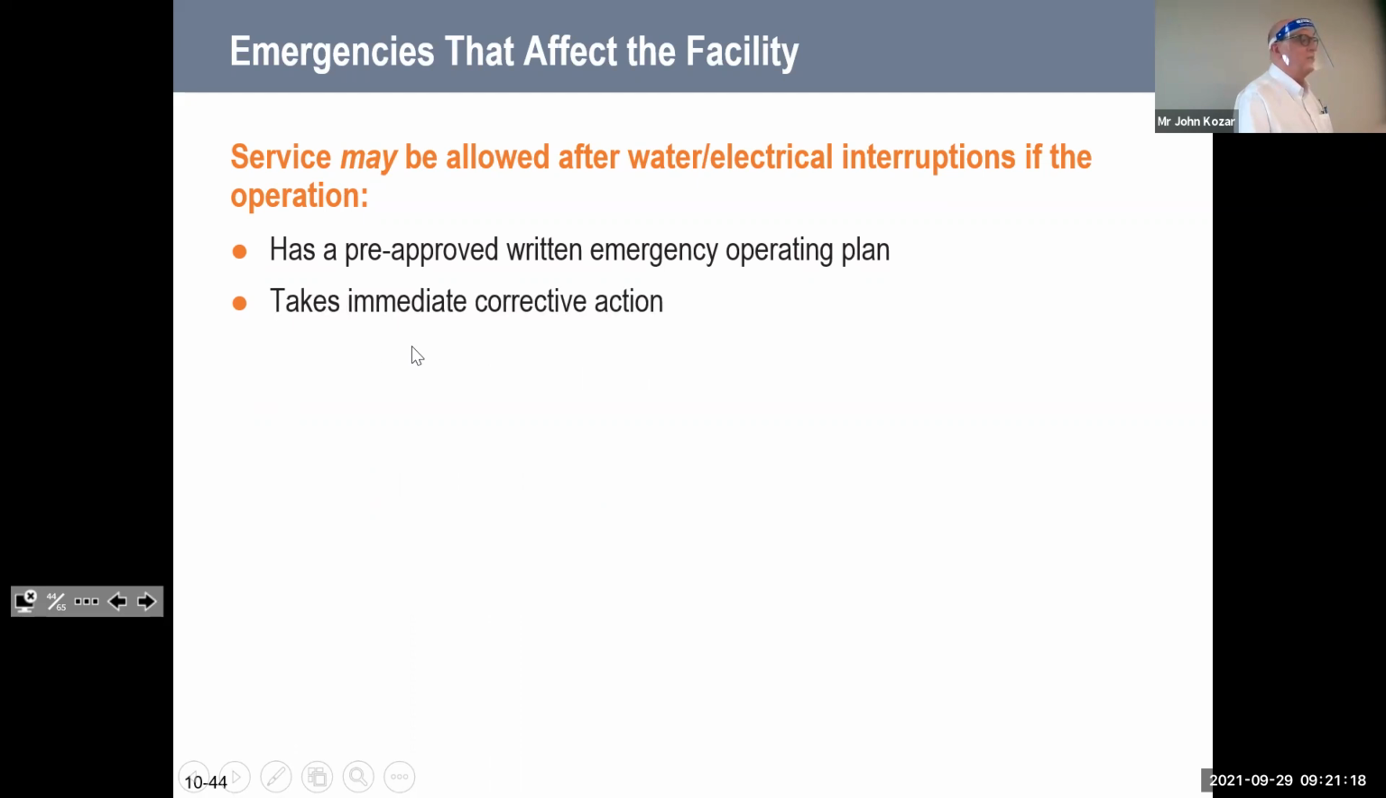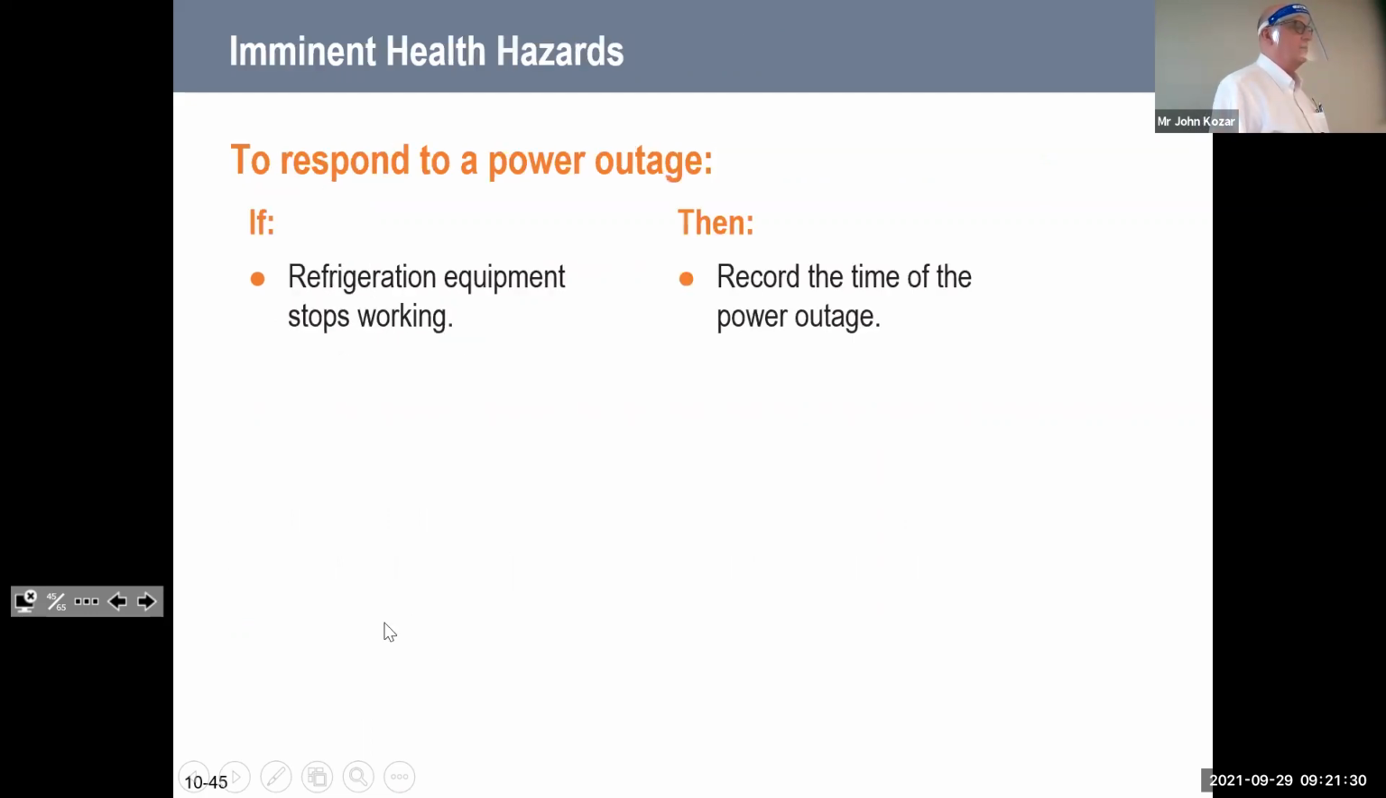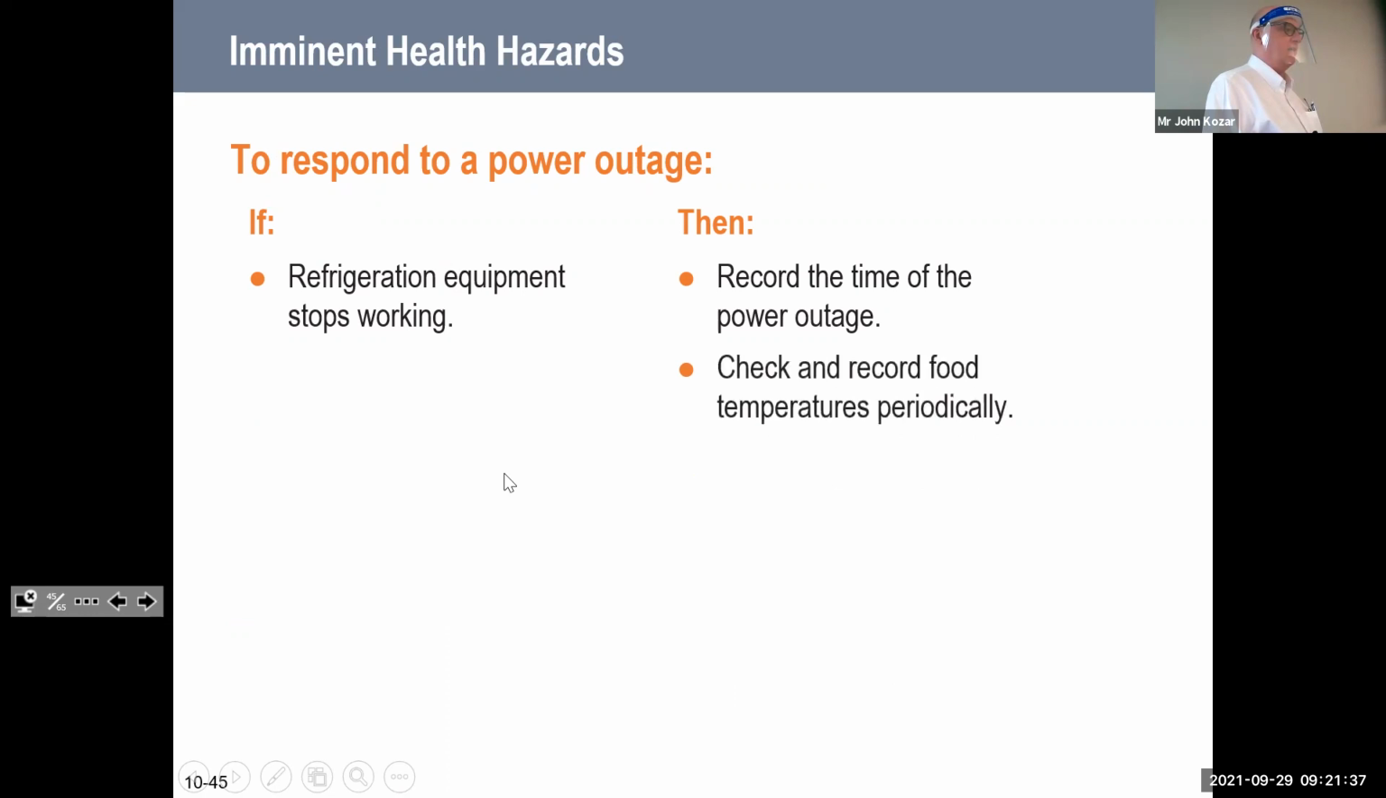Electrical interruptions, take immediate corrective action on those. You have to notify the health department that you're going to your plan B because of the water or electrical outage. So if the refrigeration equipment stops working, record the time of the power outage, and check and record food temperatures on a periodic basis. It will take time for the cooler to lose temperature and for the temperature of the food to increase into the temperature danger zone.